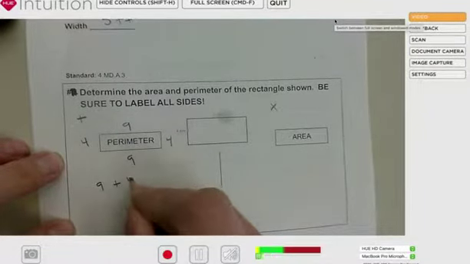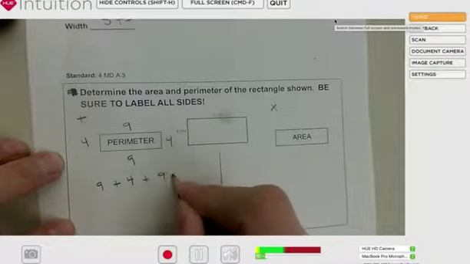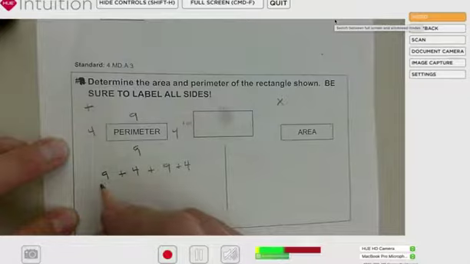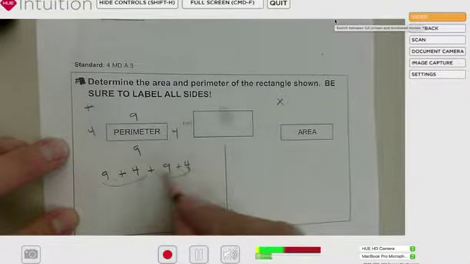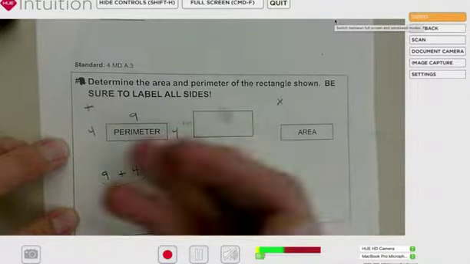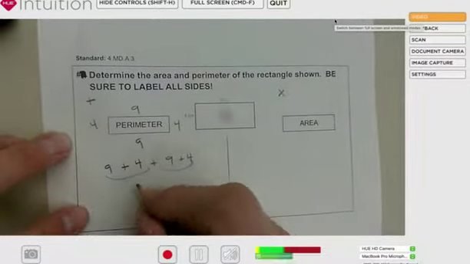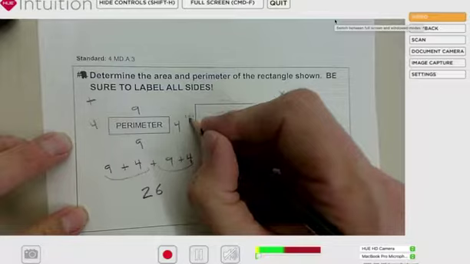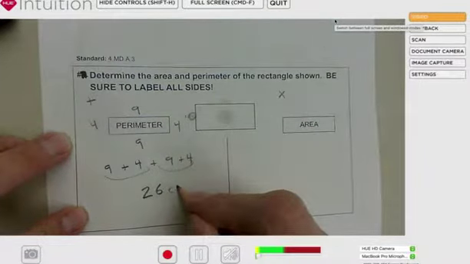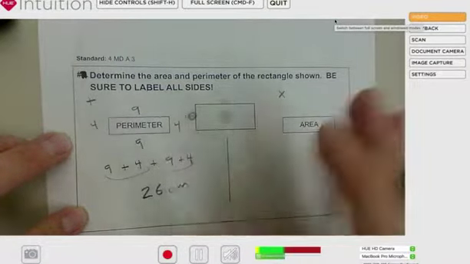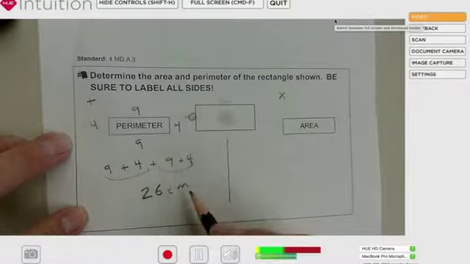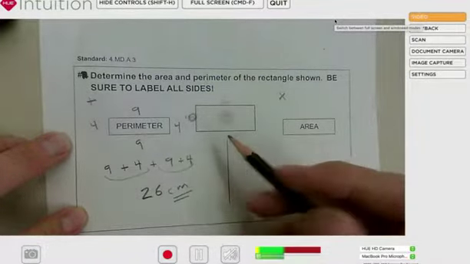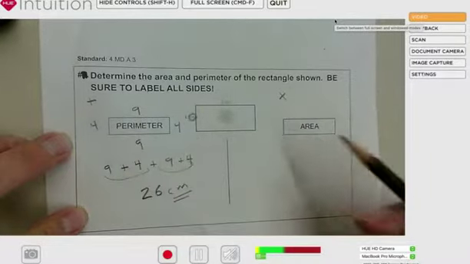Now, here we go. You can add these in any way you wish. Hey, I remember that, Mr. Brown. I'm going to do 13 and 13. You can add them in whatever way you want to, but it's 26. And it's 26 what? Centimeters. Square centimeters? Nope, not for perimeter. Perimeter is just whatever it is. Okay, so that's it. Remember perimeter? It's all the way around the outside.